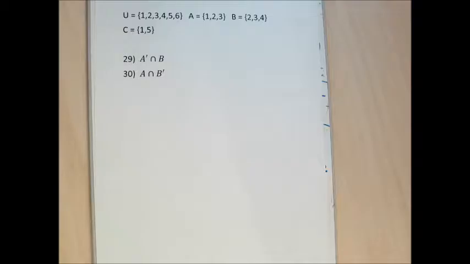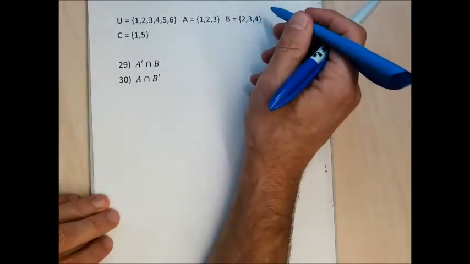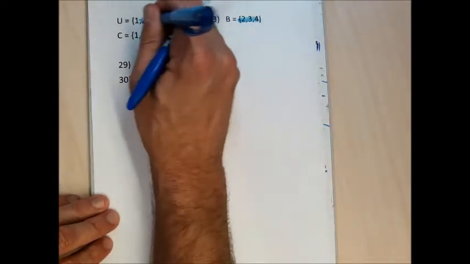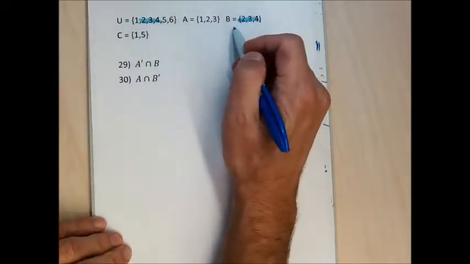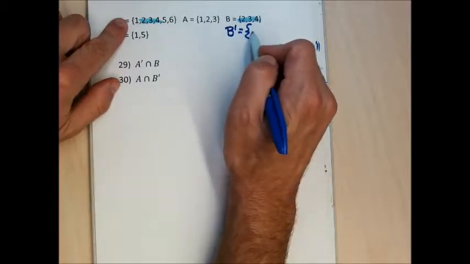30 I can do. A intersection B complement. I better find out what the complement for 30 is first. The complement for this right here, it feels like I have new sets here. Are they the same? Oh, they're just the same. So to do the complement, I take 2, 3, and 4 away from the universal set, and what I'm left with is 1, 5, and 6.